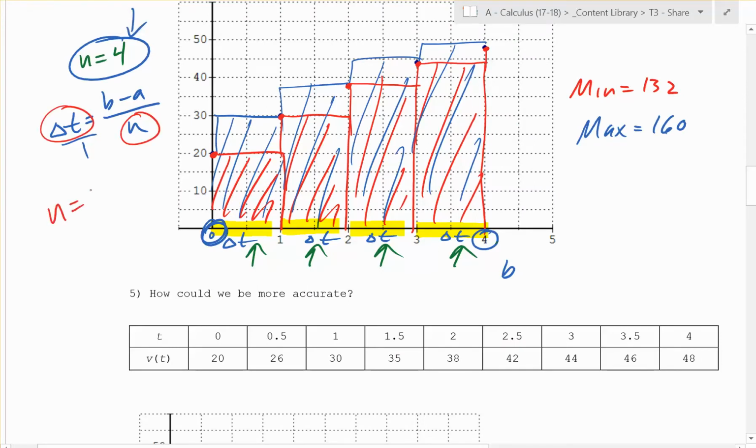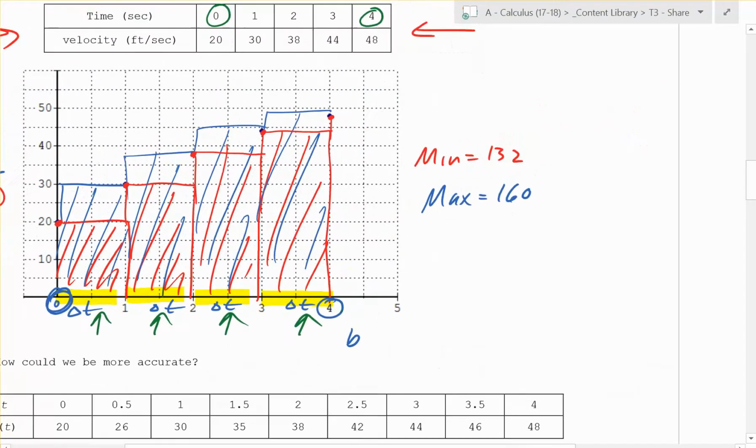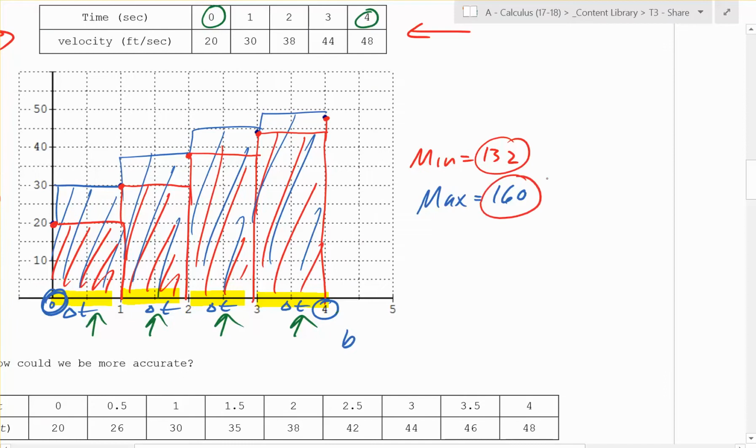So n is equal to (b minus a) over delta t. What that means is if you're given n, you can find delta t, and if you have delta t, you can find n. So how could we be more accurate? Right now we have a minimum and a maximum with a difference between the two of 160 minus 132. So 28 is the difference between our min and our max. We'd love that to be smaller.